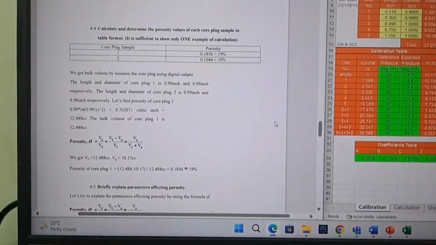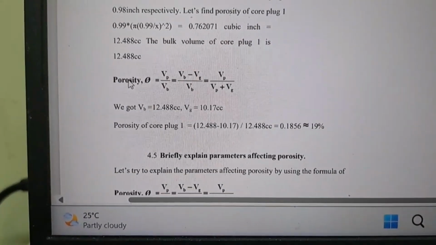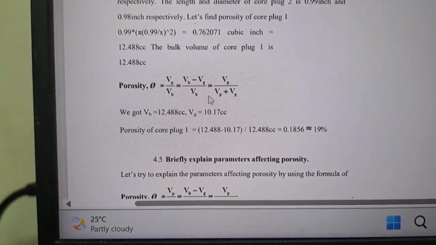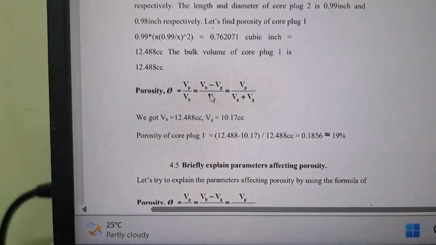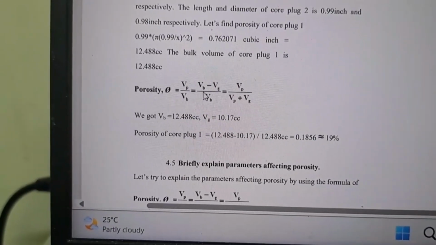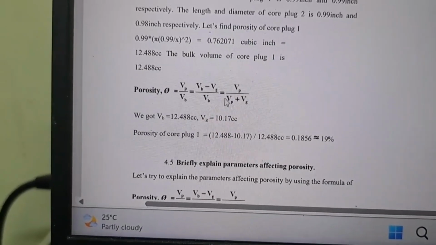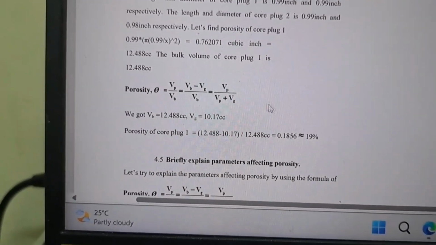Is that the end? No, it's not the end. Our final goal is to find the porosity, right? So how to find the porosity? As you can see, the porosity formula here, right? We use the middle one, VB minus VG over VB. VB is bulk volume and VG is grain volume.